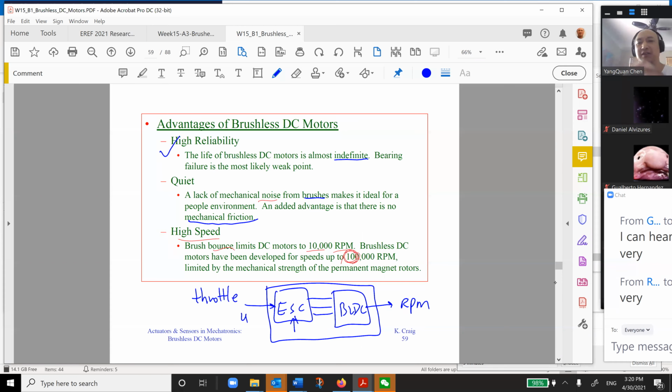Another thing is high speed, okay? I told you that for brushed DC motor, you probably can only do 10K RPM. But what if you need another 10 times, like 100K RPM? No way, you have to use brushless. Brushless DC for very high speed.